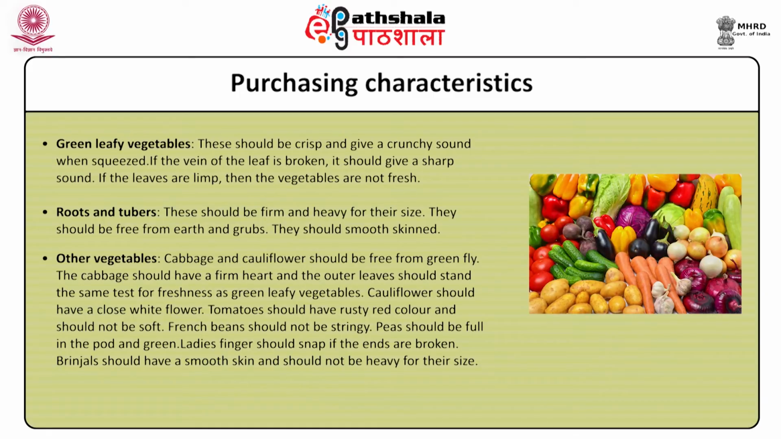The cabbage should have a firm heart and the outer leaves should stand the same test for freshness as green leafy vegetables. Cauliflower should have a close white flower. Tomatoes should have a rusty red color and should not be soft. French beans should not be stringy. Peas should be full in the pod and green. Lady's finger should snap if the ends are broken. Brinjals should have a smooth skin and should not be heavy for their size.